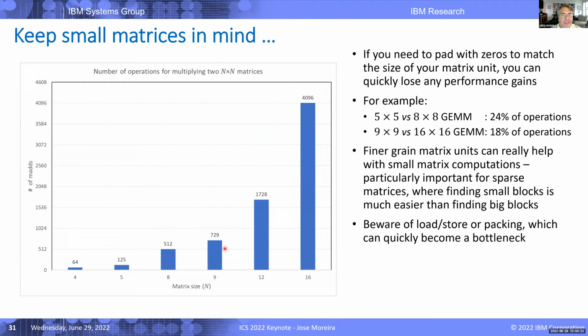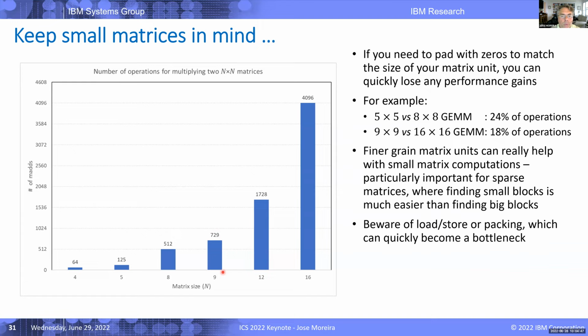You do have to support small matrices because if you cast every small problem to a big problem, you will suffer. So you take, for example, a 9x9 matrix multiply, which is a common operation in NEKbone. NEKbone is an important DOE benchmark for the CORAL programs, and they can be configured with a lot of 9x9 matrix multiplies. And it takes 729 multiply adds to compute a 9x9 matrix multiply.